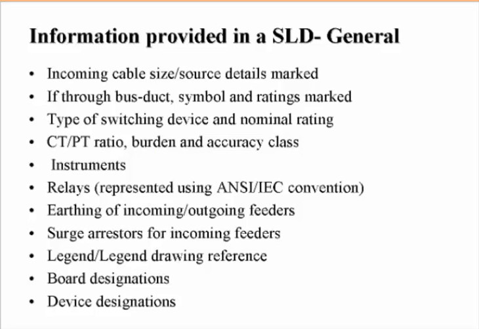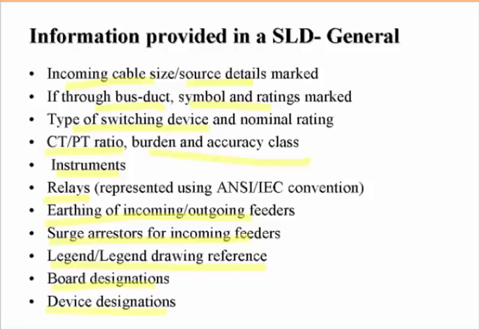What is the information that we get on the single line diagram? Incoming cable sizes, source details, the bus bar symbol and ratings, the type of switching devices and the nominal ratings, the CT and the potential transformer ratio, the burden, the accuracy class, the instruments, the relays, the earthing of the incoming and outgoing feeders, surge arresters for incoming feeders, legend and legend drawing reference, board designations and device designations.